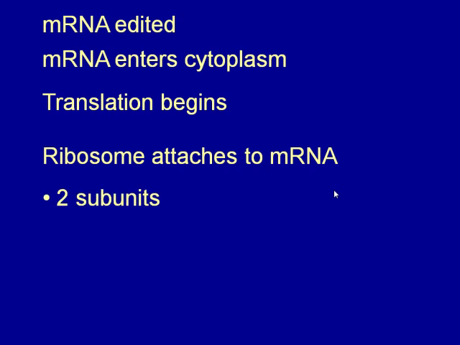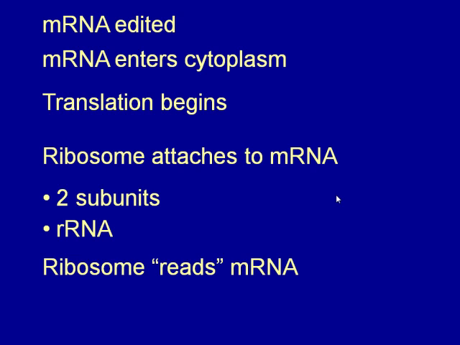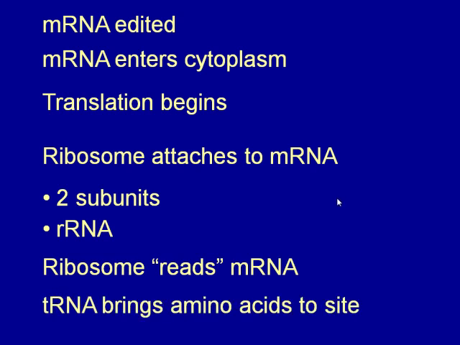The ribosome actually exists as 2 subunits, a large one and a small one. And part of what they're composed of is ribosomal RNA. And ribosomal RNA helps pull the 2 subunits together around the messenger RNA and helps find that starting place so that we read in the right direction. The ribosome then reads the messenger RNA. And in order to bring the amino acids to the ribosome, we have a third type of RNA called transfer RNA. And transfer RNA brings the amino acids to the ribosome so that they can be strung together in the correct order so that we get exactly the protein we want.